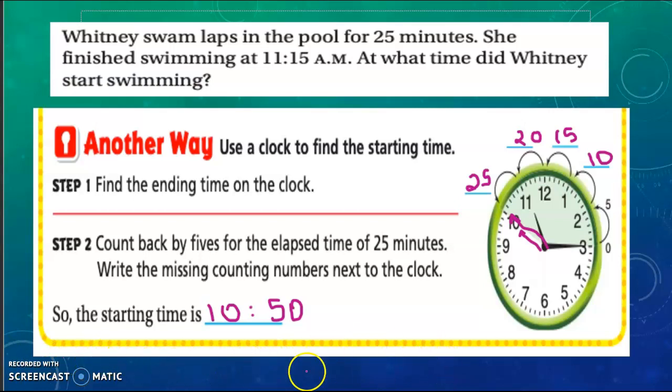All right, so go ahead and try to complete the share and show on your own, questions 1, 2, and 3, for extra practice.